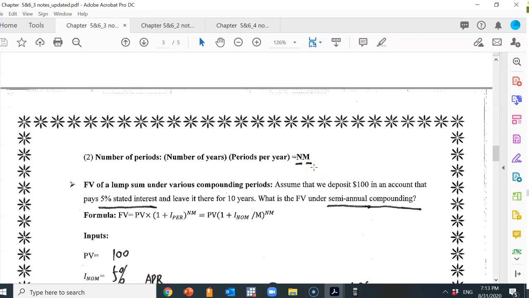If it's quarterly compounding, then we use 3 years multiplied by 4. So we have 12 periods. If it's monthly compounding for 3 years, then we use 3 multiplied by 12. So we have 36 as our total months, or total periods.